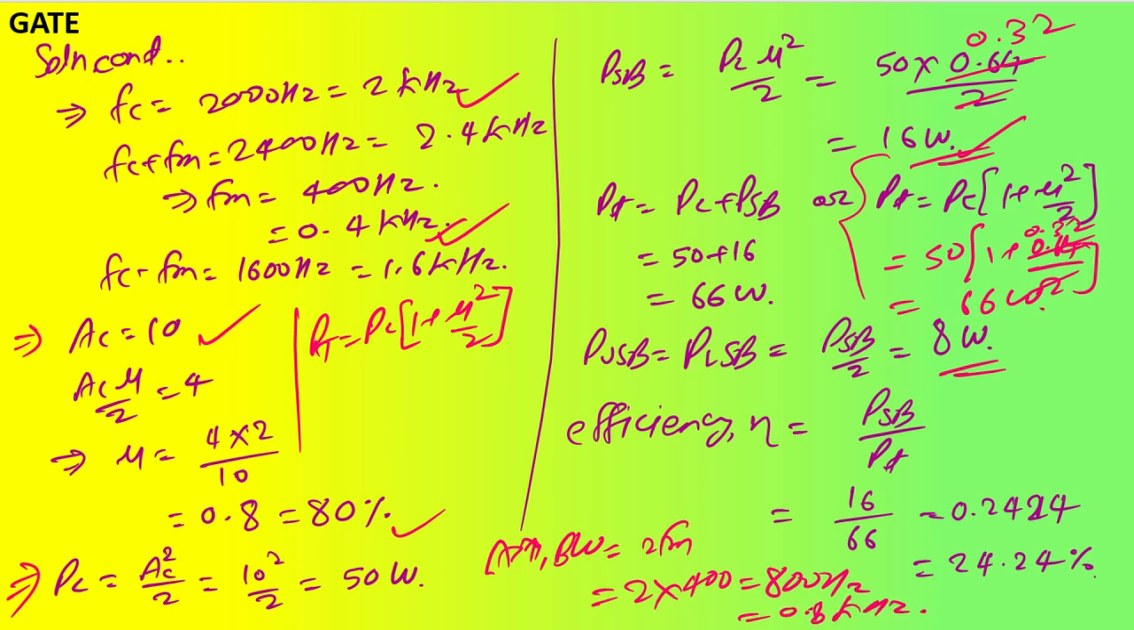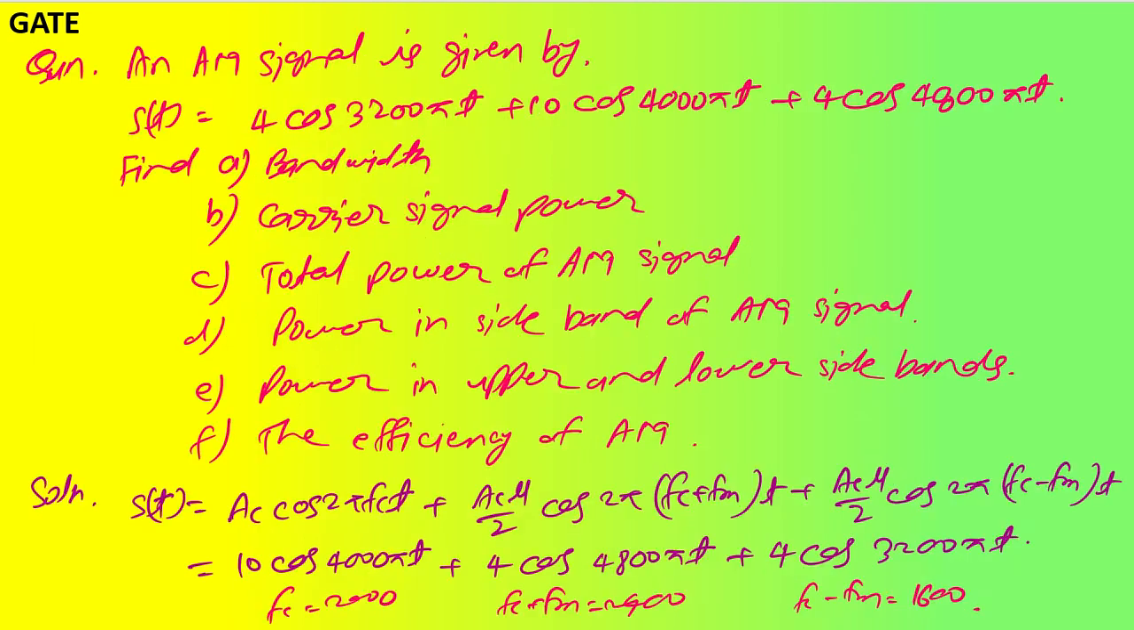that's all. So this is how you have understood how to separate out all the frequency components in the available amplitude modulated signals. So it is a very important question. You have to identify which one is fc, and which one is fc plus fm, and which one is fc minus fm.